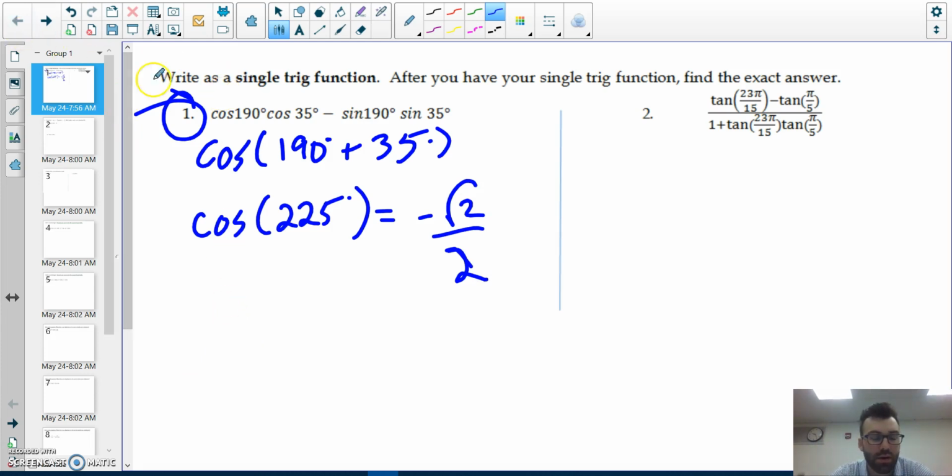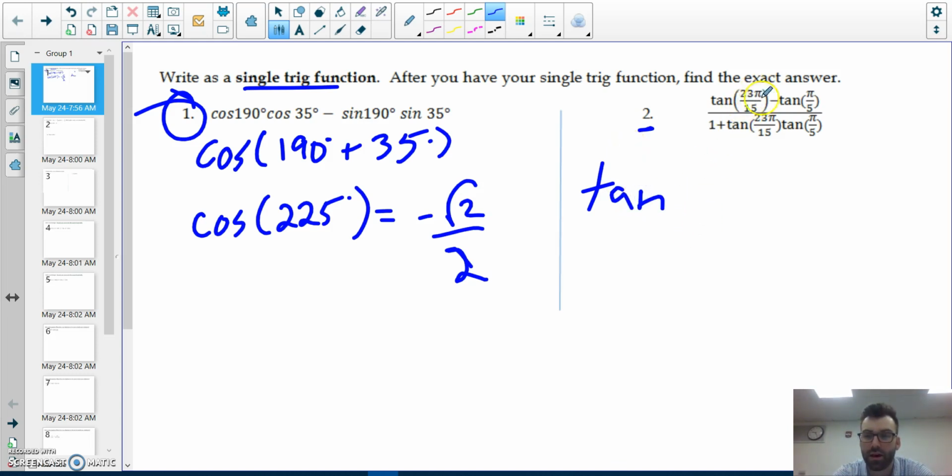The hardest part about these is recognizing which sum and difference formula I'm going to be using. That's the toughest one. When it says write as a single trig function and I have a subtraction there, I know to look at my sum and difference formulas. Same thing with number 2. All there is is tangent in here, right? So that tells me right away it's going to be the tangent of something.